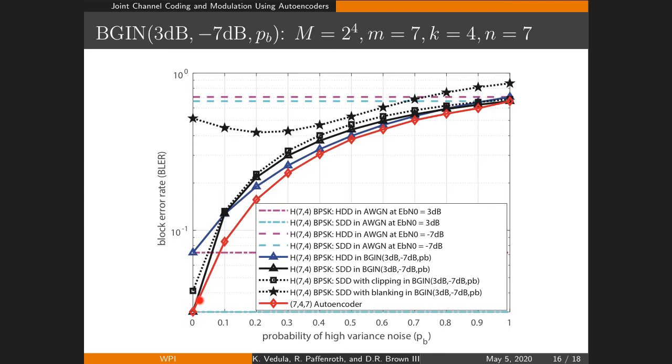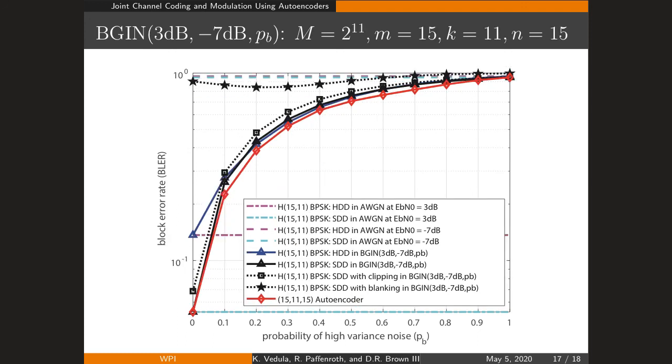And the red line for the autoencoder, if you see, conveniently beats all the existing classical methods and the heuristic methods at all probabilities, starting from 0 to 1. This means that the autoencoder is more robust to shifts between a good channel and a bad channel, whereas the classical methods and the heuristic methods are not. Now we have a higher dimensional case with a 15/11 Hamming code. Here we see that the autoencoder beats all the methods, even though not with as much difference as in the 7/4 Hamming code, but it still manages to outperform all the heuristic and classical methods.